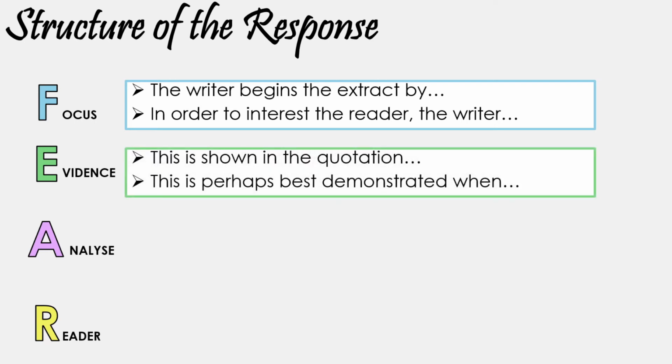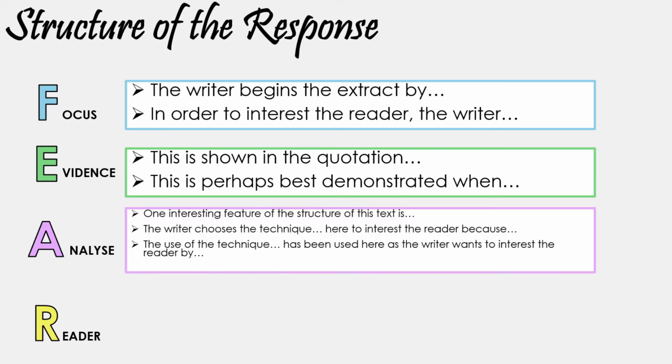For evidence, state the quotation, or direct the examiner to the evidence. Bonus points if you can embed this into your sentence. Next, you analyse the use of the structural feature. This is where you explain how it links to the question. In the example that I just used, I would explain how the minor sentences in the opening paragraph create tension, and then I would explain how this interests the reader.